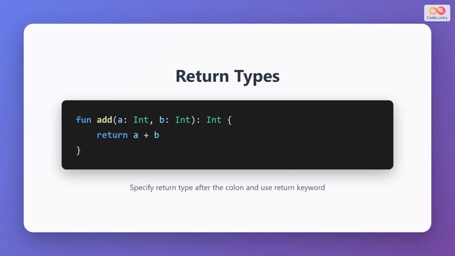Often, you want a function to calculate a value and return it to the caller. To do this, you specify a return type after the parameter list, using a colon followed by the type. In this example, the add function returns an Int. Inside the function body, the return keyword is used to send the calculated value back to wherever the function was called. This allows you to store the result in a variable or use it in other expressions.